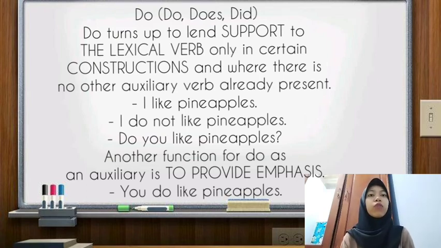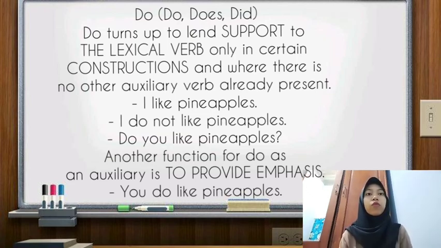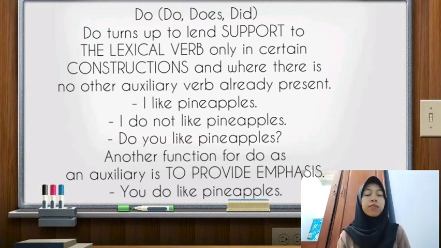Okay, now we move to the last part. The last part is do. Do contains do, does, and did. Do turns up to tense support to the lexical verb only in certain constructions and where there is no other auxiliary verb already present. For example, I like pineapple. I do not like pineapple. And do you like pineapple?